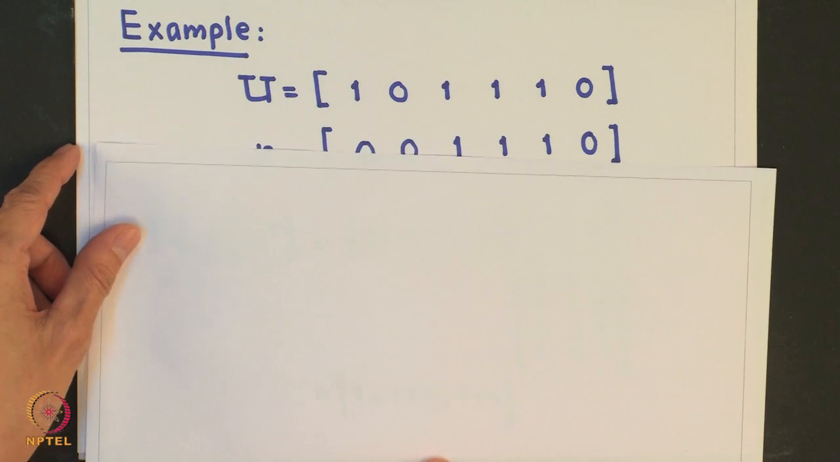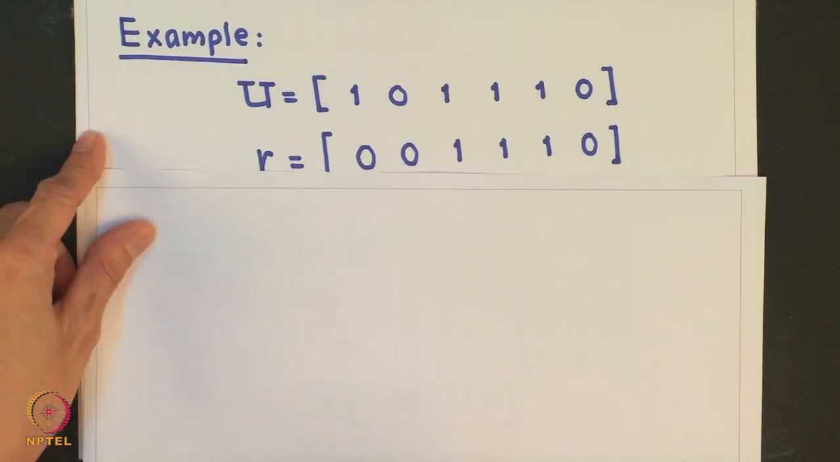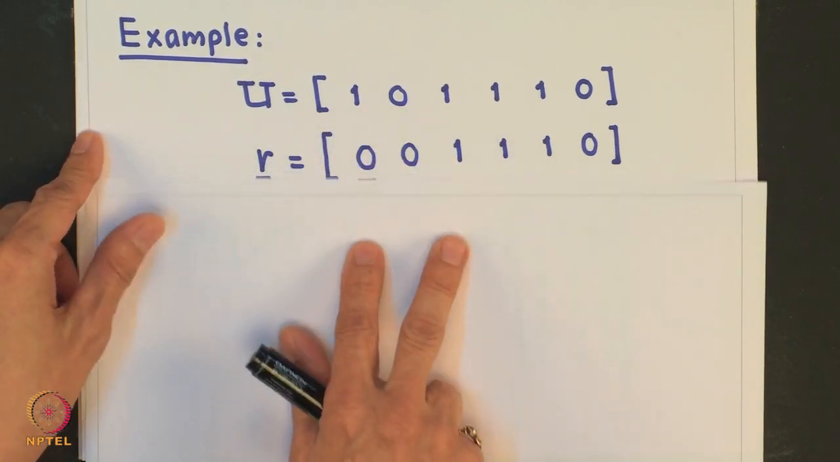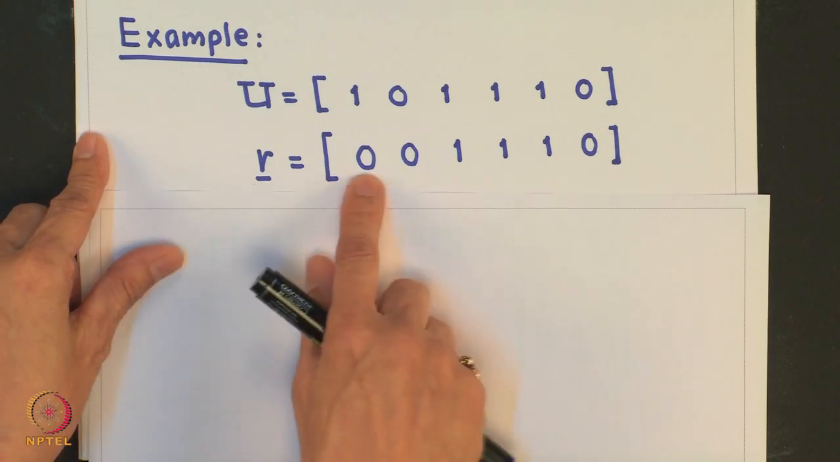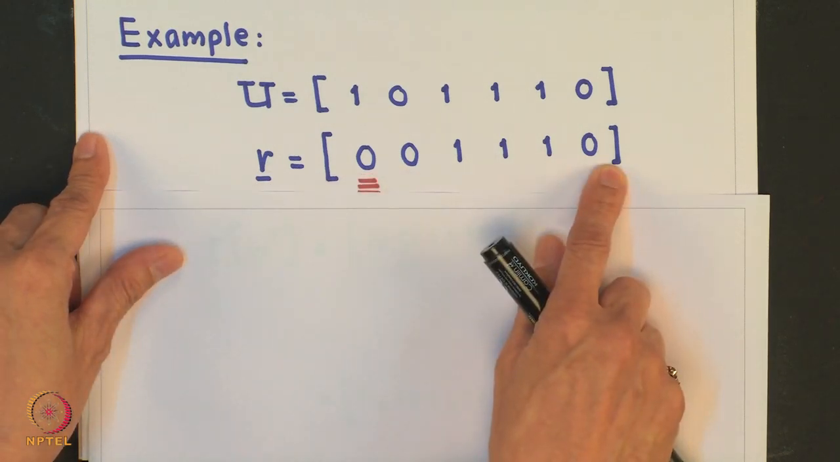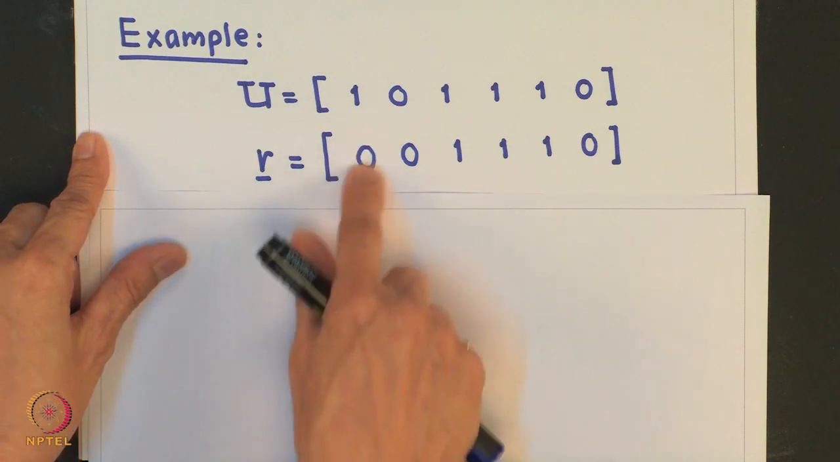So, let us take one simple example. Suppose I have a transmitted code word of this form, and then let us assume that there is an error in the first bit of the transmitted code word. So, we get the received vector to be as shown here. So, there is an error in the first bit.